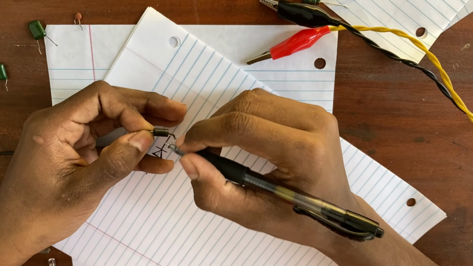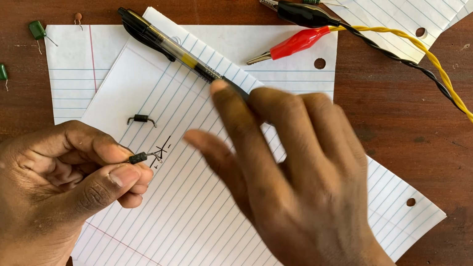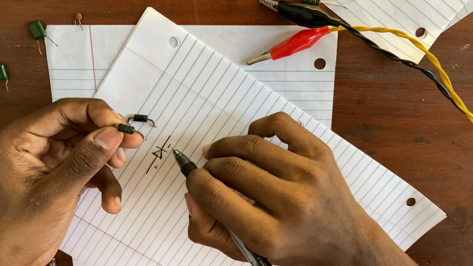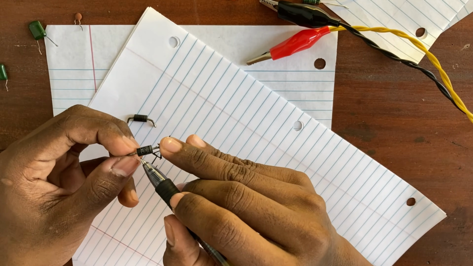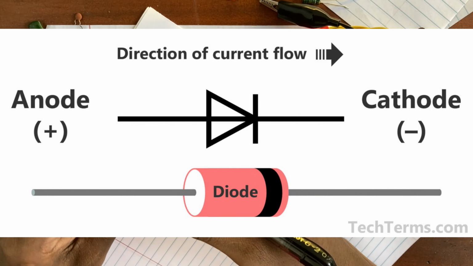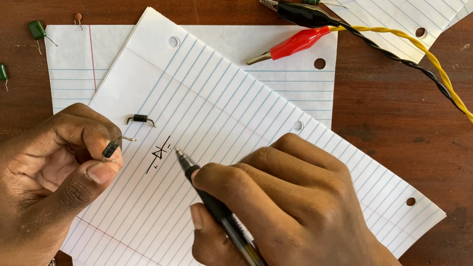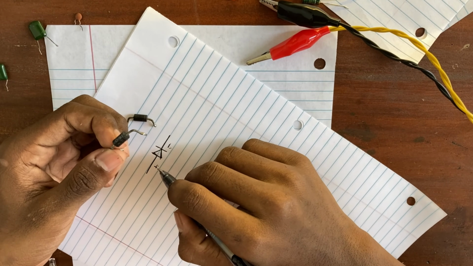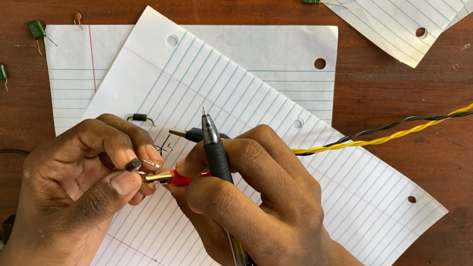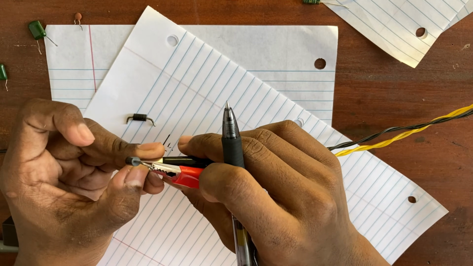So you can clearly see this one. You can see a silver stripe right here. It's the cathode, and the side which doesn't have the stripe is the anode. So this allows current to flow in one direction, but you can't switch the poles like this, and the current won't flow.